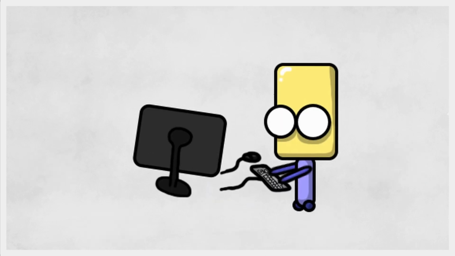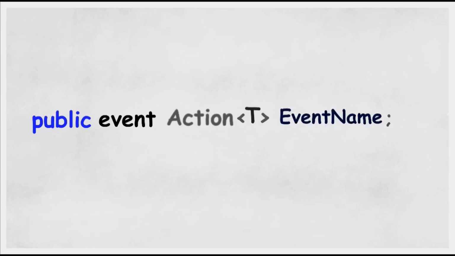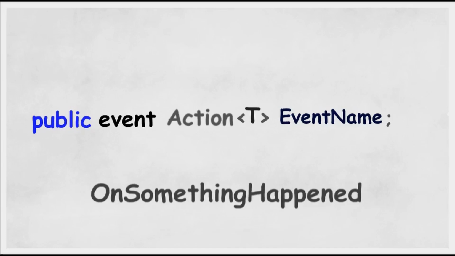Let's get to coding. To declare an event, we type public event Action<T> and the event name. This T can be, for example, bool, string, or int. We usually use a name that has the syntax of OnSomethingHappened. We will see an example later.